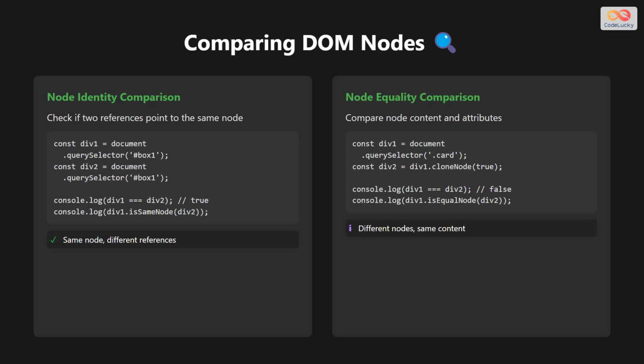Next is node equality comparison. This compares if the node contents and attributes are equal. This can be done using the isEqualNode method. This method returns true only when the nodes are of the same type and have identical attributes and content.